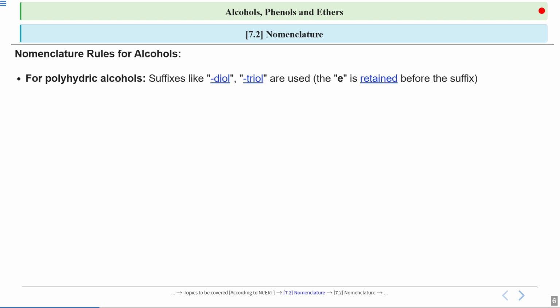Continuing on this topic, let's talk about the polyhydric alcohols. What are polyhydric alcohols? Those where there is more than one hydroxyl or OH group present in our compound. In that case, while naming the compounds, suffixes like diol or triol are used. If we have 2 OH groups, then diol. If we have 3 OH groups, then triol, and so on.